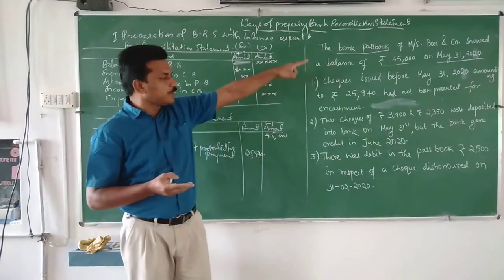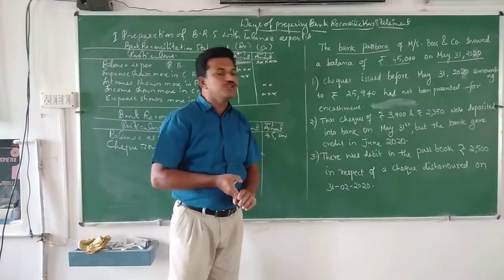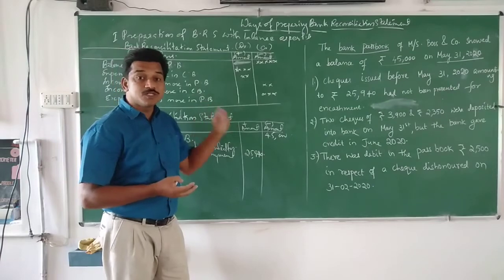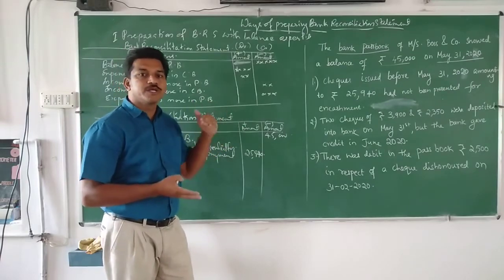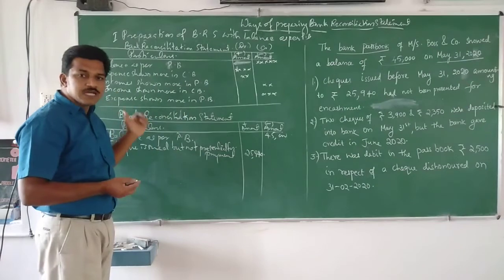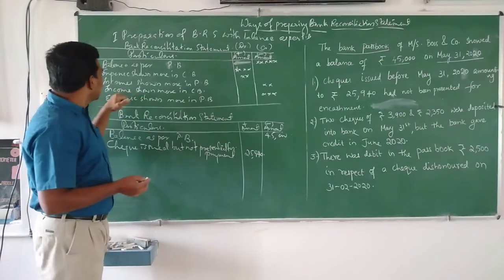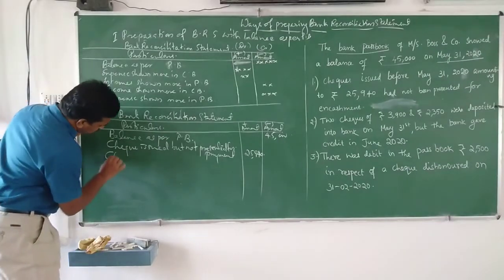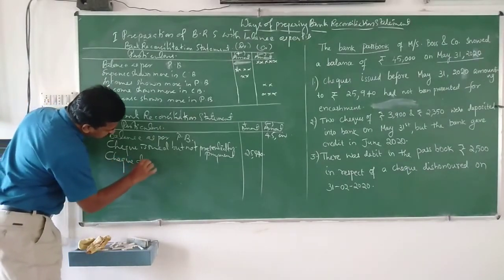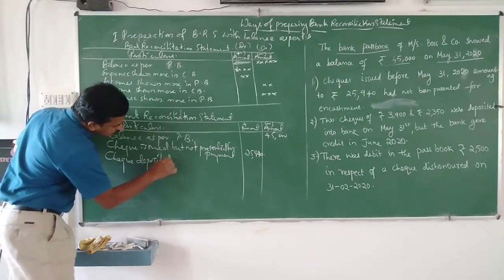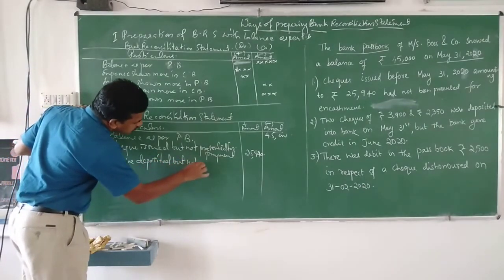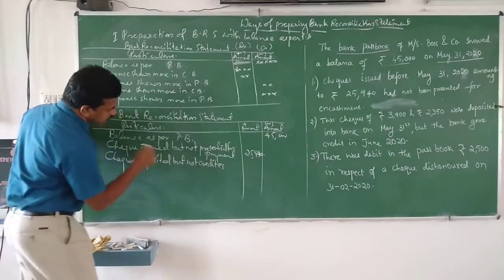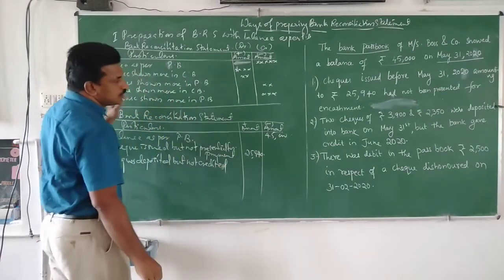May 31st we deposited, but the bank gave credit in June only. Bank credited that in June. Means check deposited but not collected or not credited. Check deposited means income. Income shown in cash book. What to do? Less. So check deposited but not credited.